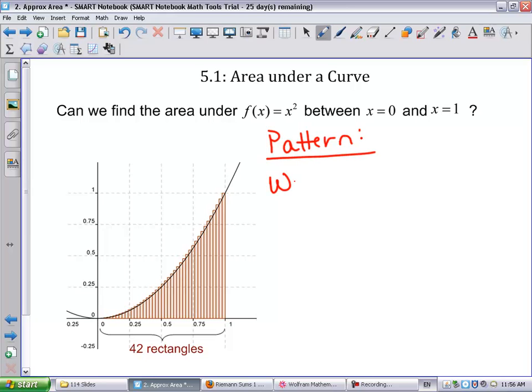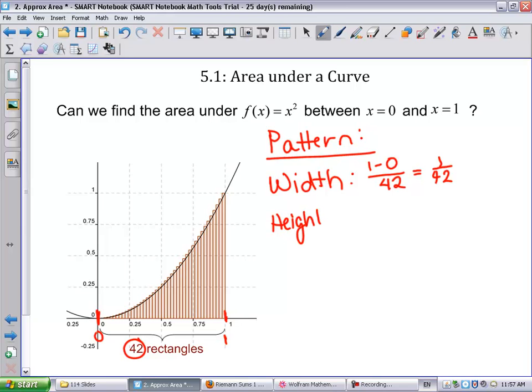Well, the width is pretty easy. If you start at 0 and you go up to 1, it's going to be 1 minus 0, a length of 1, split up into 42 pieces. So the width of each rectangle is 1 over 42.